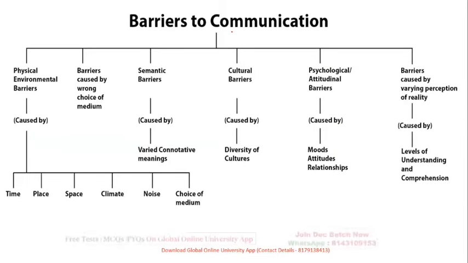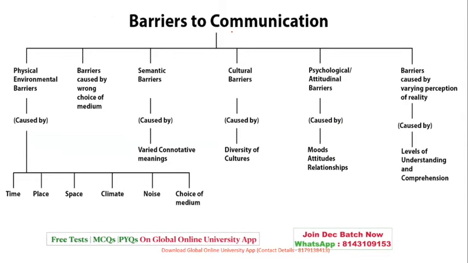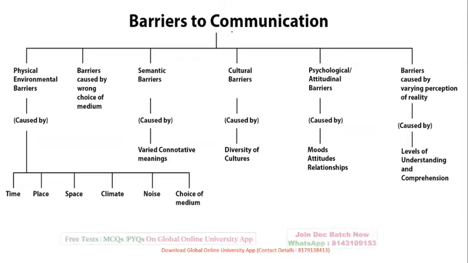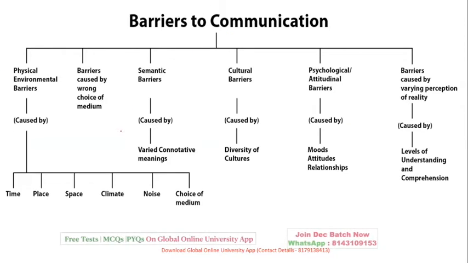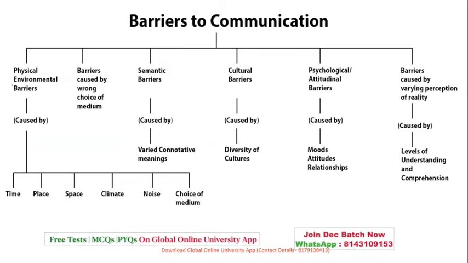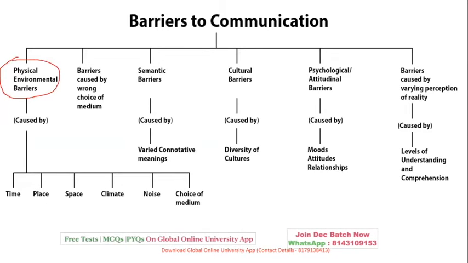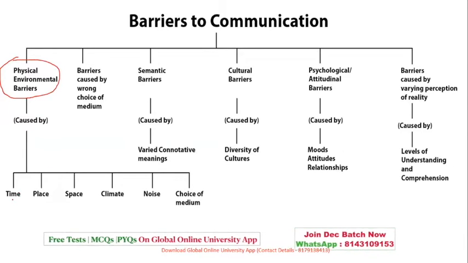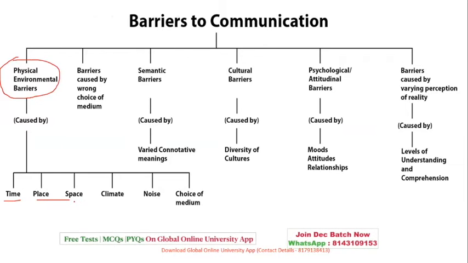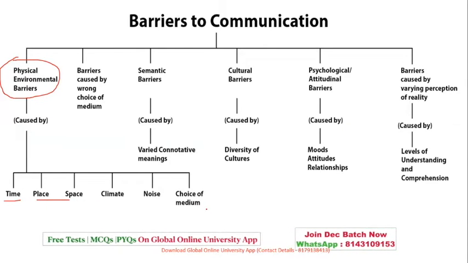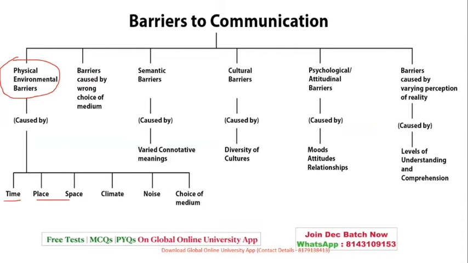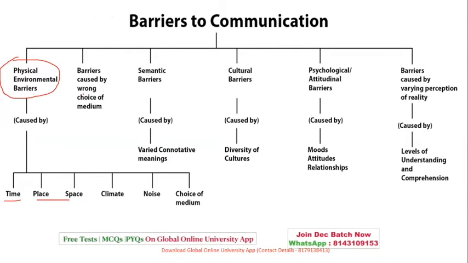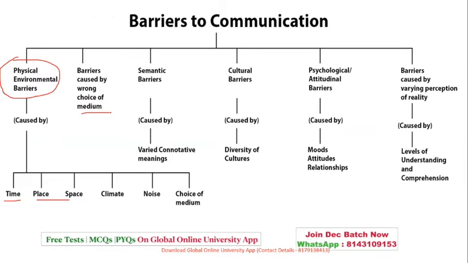Now, you have a specific topic that is called barriers. So we have done some part, but the remaining part we'll just quickly see to it. So physical, that is environmental barriers, which can be caused by time, space, place, climate, noise, choice of medium. We have to study the terms also. Barriers which can be caused by wrong choice of medium, where the medium is selected wrong.